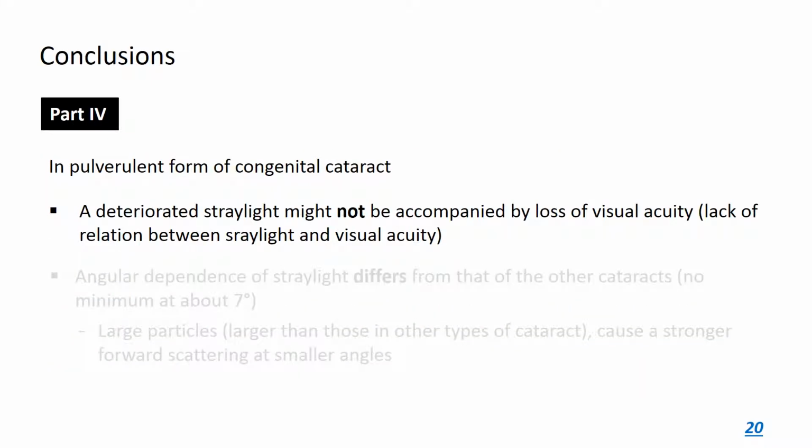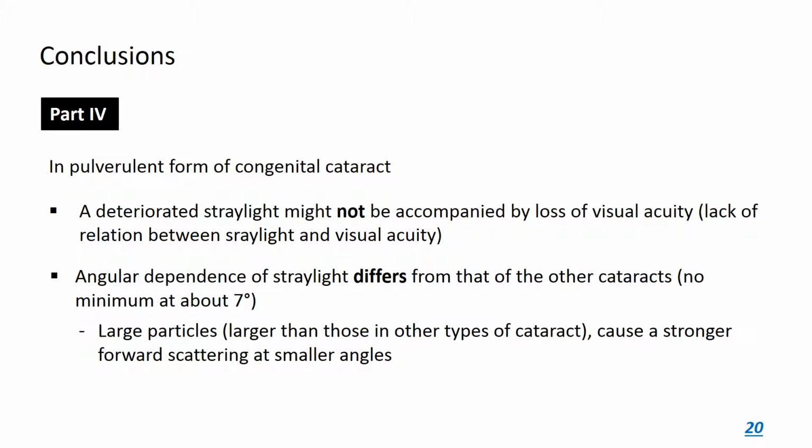In the last part of this work, we found out that in pulverulent form of congenital cataract, a deteriorated stray light might not be accompanied by loss of visual acuity. We also found out that, similar to age-related cataracts, this form of cataract too elevates the amount of light scattering in the eye. However, the stray light had a different angular dependence caused by the existence of particles which are much larger than those found in normal lenses and age-related cataracts.